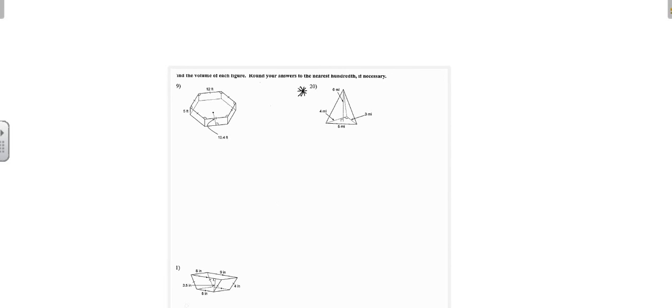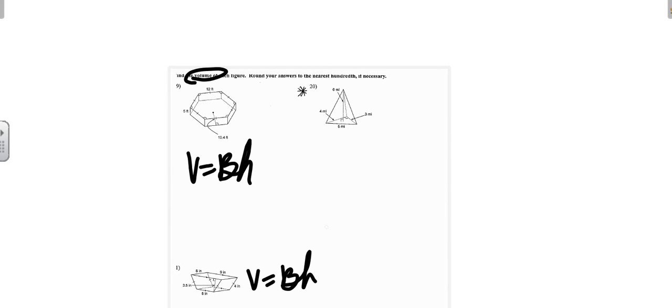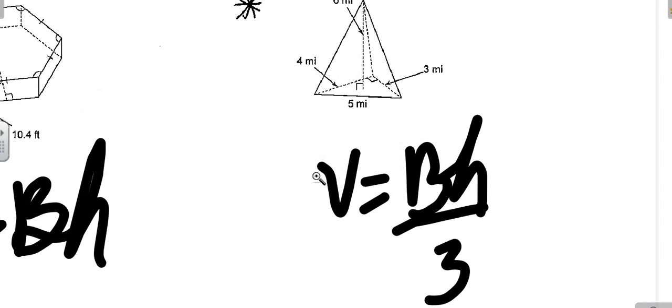It says find the volume. Volume of prisms is area equals base times height. This is a prism, volume equals base times height. This is a pyramid, volume equals base times height over 3. This is the one we're going to do together.